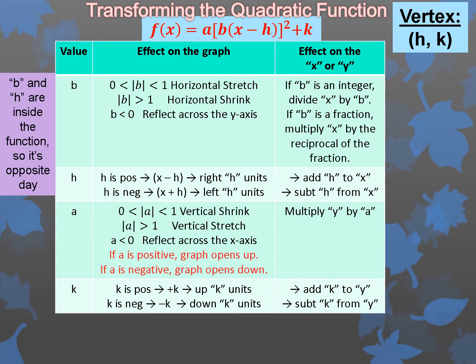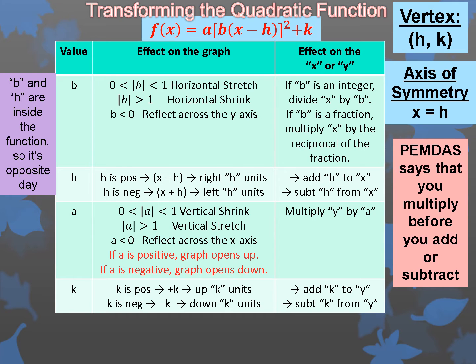The vertex, it's still going to be (h, k). The axis of symmetry, we talked about that briefly in absolute value. If you'll remember, the axis of symmetry is that imaginary line, it's vertical, that goes directly through the vertex. So it's x equals h. PEMDAS is still going to tell us we have to multiply before we add or subtract.